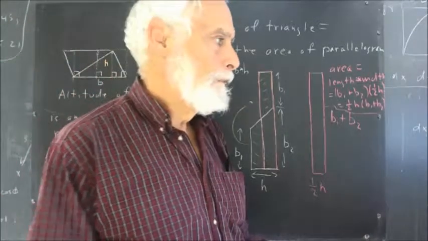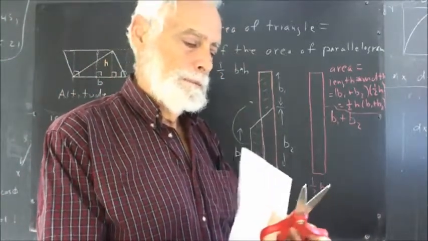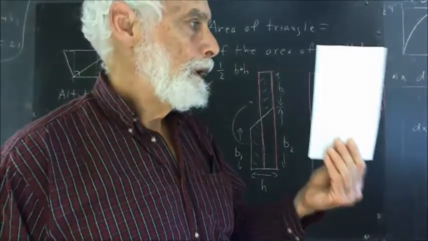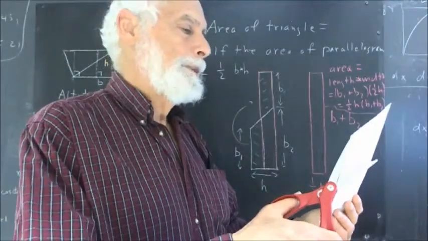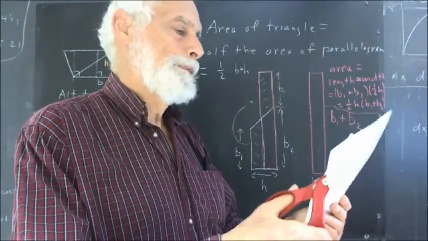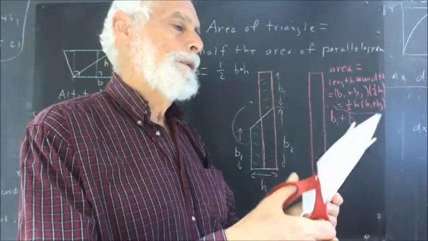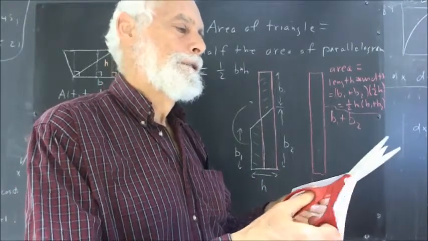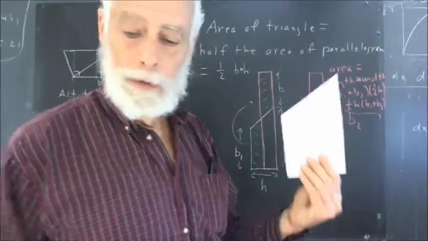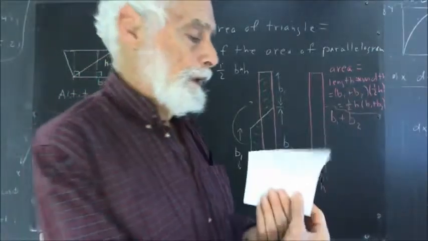Okay, now I'm going to make a trapezoid. I've got a rectangular sheet of paper here, and I'm simply going to make what I hope is a straight cut to form that into a trapezoid.